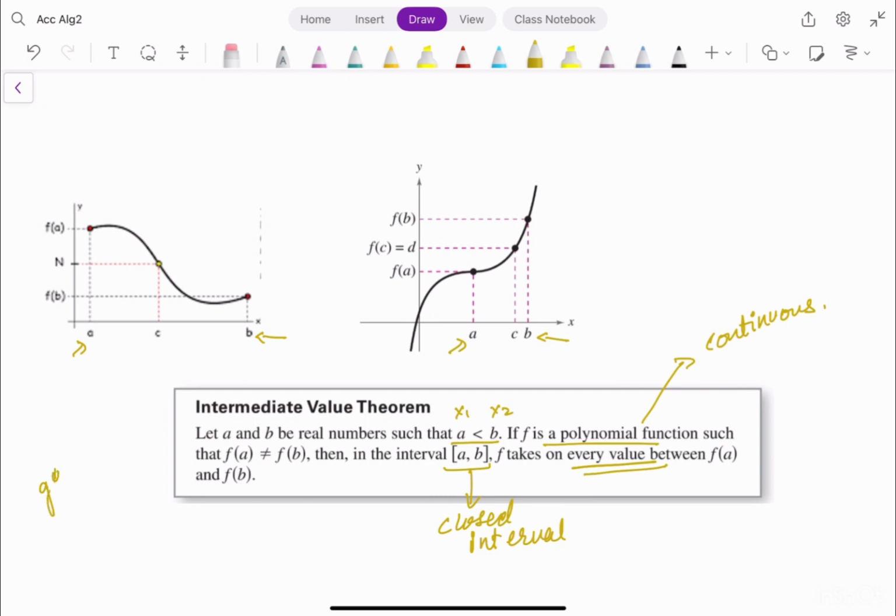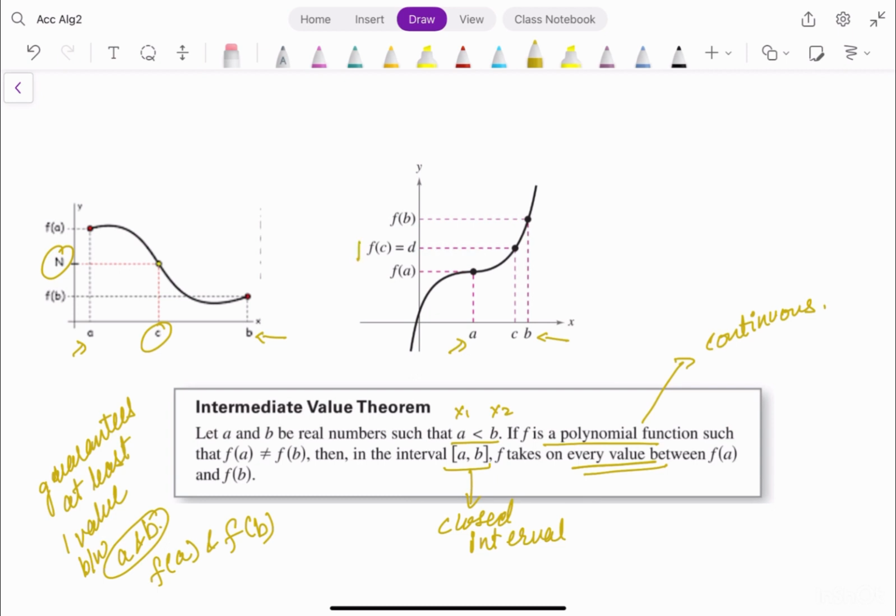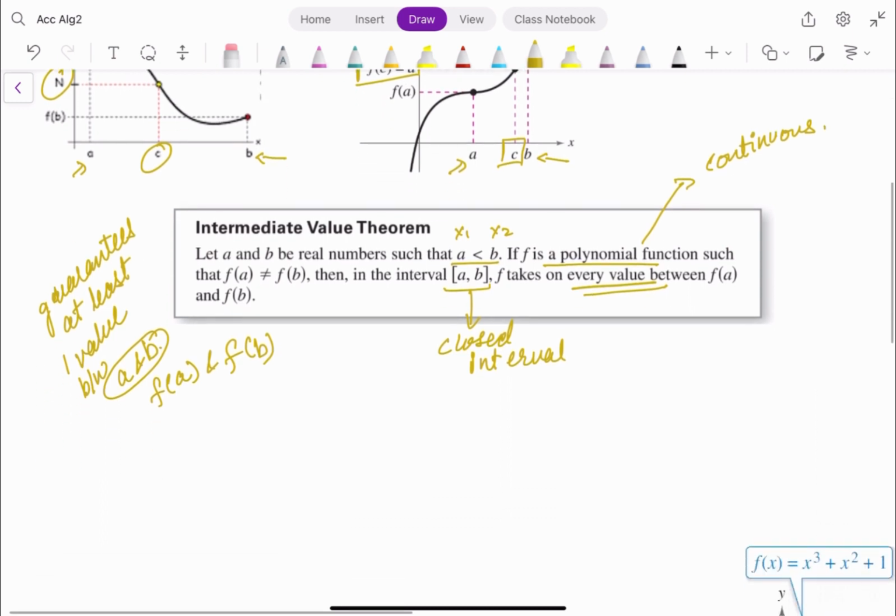It will take every value, but IVT guarantees that there will be at least one value n such that c will be in between a and b. So that is why understanding polynomials and understanding continuity are very crucial concepts, even though they are very tiny. In two different graphs, sometimes in some books you will see graph number 1, sometimes in another book you will see graph number 2. So f of c is equal to d or n. They are different ways of representing the same thing.